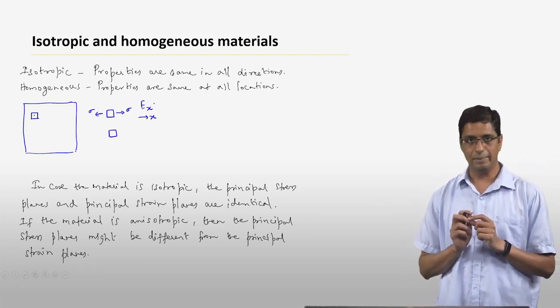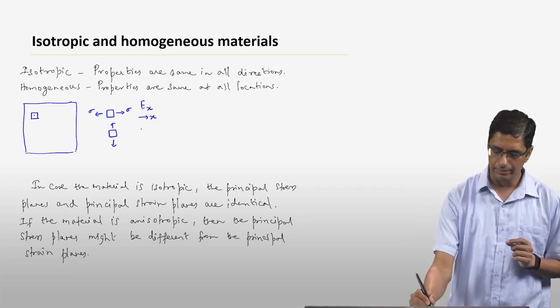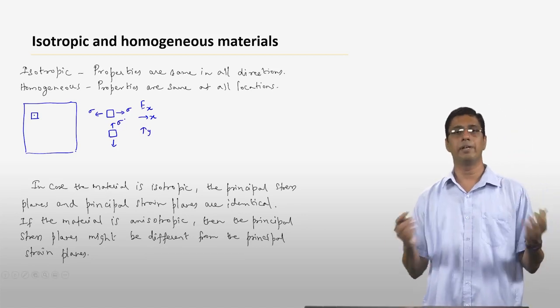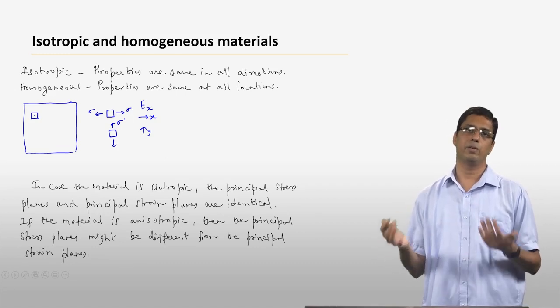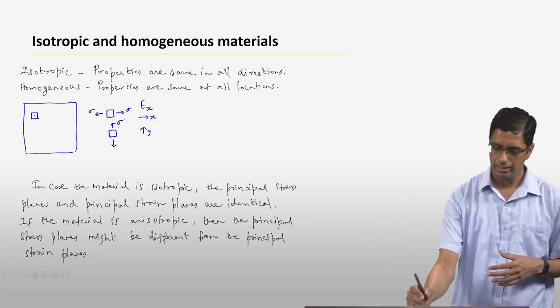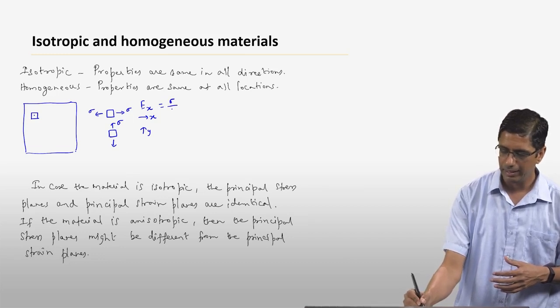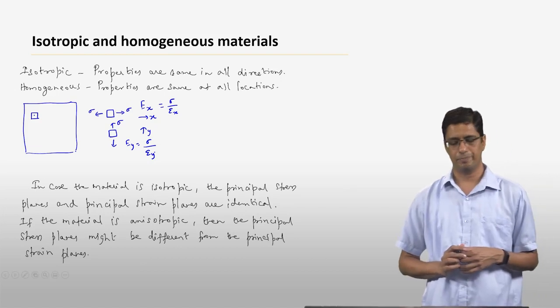Now I take the exact same piece, but now I load it in the orthogonal direction, which is the y direction. I apply the same sigma, and now I will measure some strain in the y direction, and using that I can define what the Young's modulus in the y direction is. Ex will be equal to sigma divided by epsilon x, and Ey will be sigma divided by whatever strain I get in the y direction, which is epsilon y.